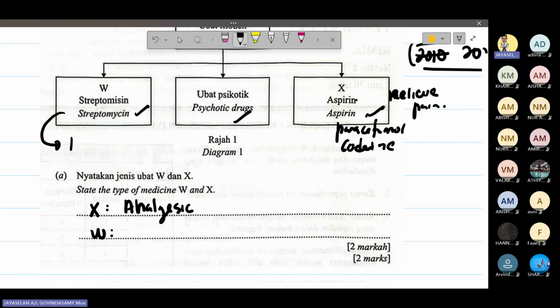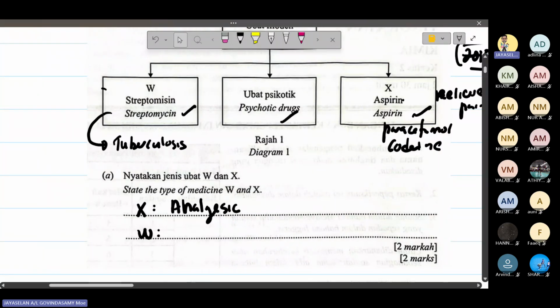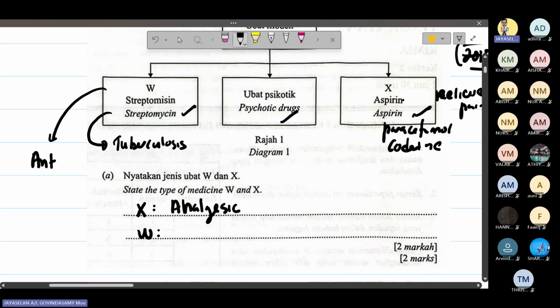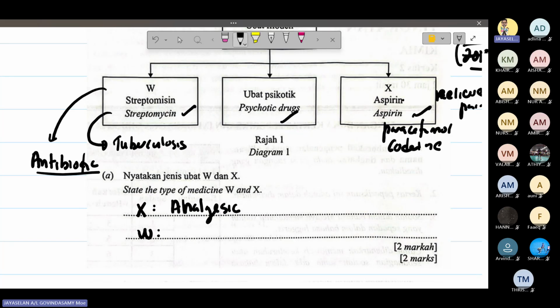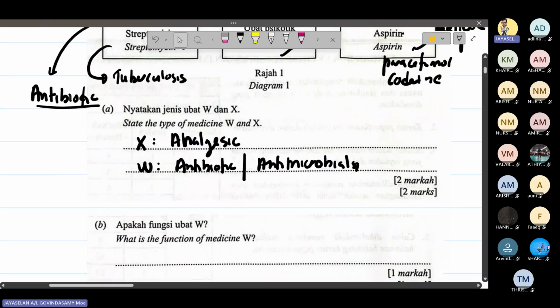Streptomycin, please remember, is used to treat what? Tuberculosis. Tuberculosis is what? A bacterial infection in the lungs. Okay, and the streptomycin is under what? Antibiotic. Streptomycin and penicillin are under antibiotic. So you guys can put antibiotic or antimicrobial, either one. Any question? No question?